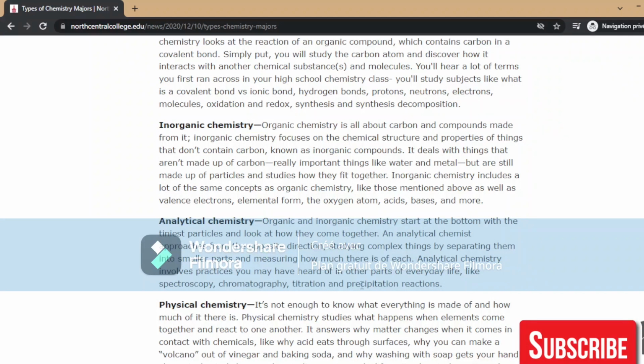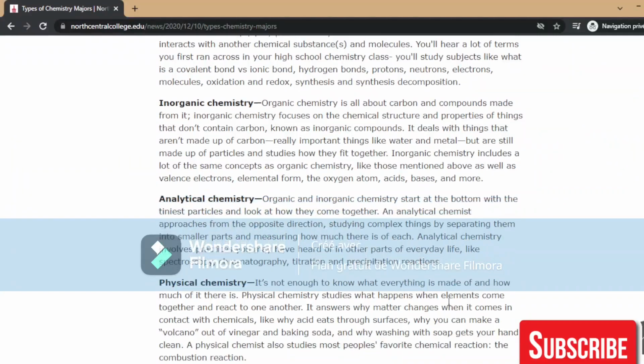Analytical chemistry involves terms you may have heard of in other parts of everyday life, like spectroscopy, chromatography, titration, and precipitation reactions.